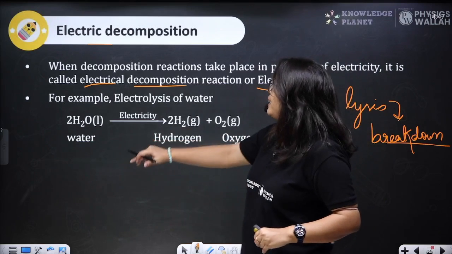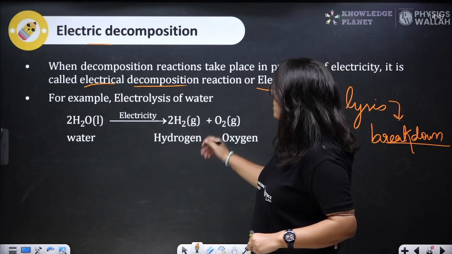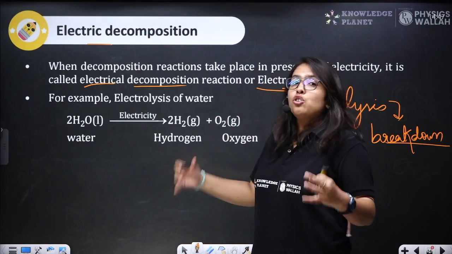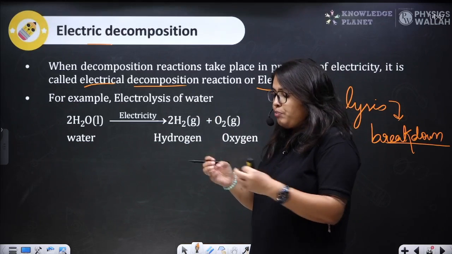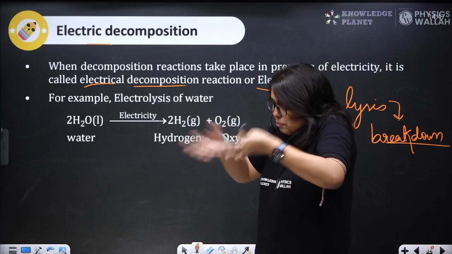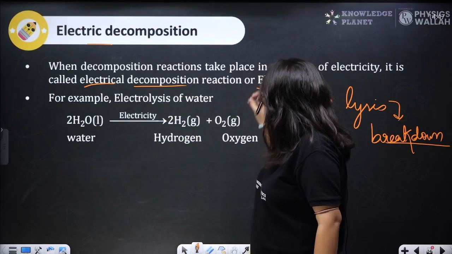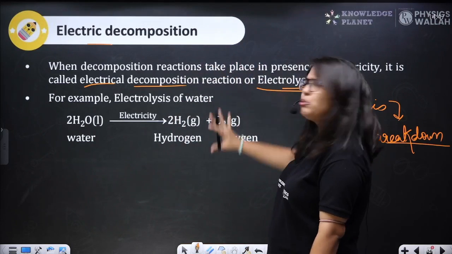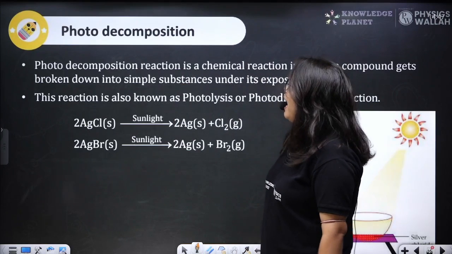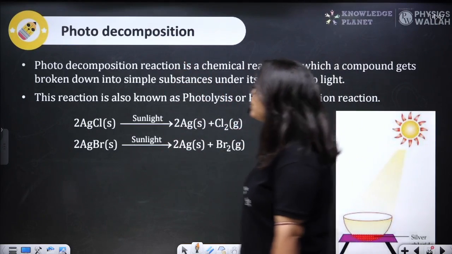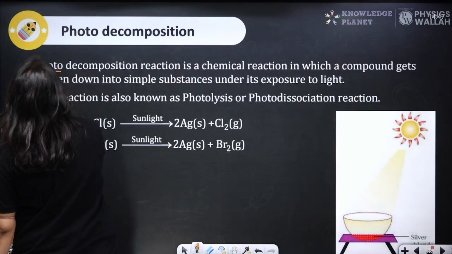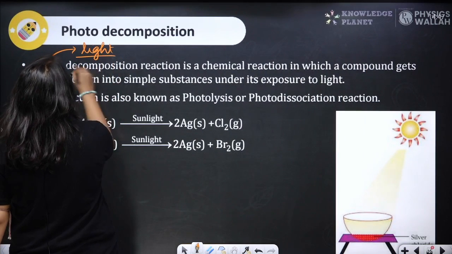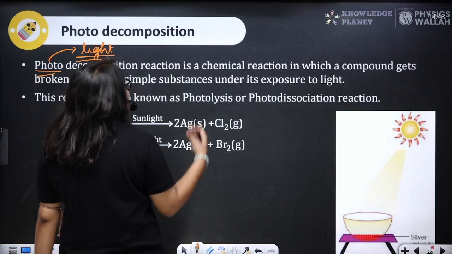So water, in the presence of electricity, when it breaks down, gives rise to hydrogen gas and oxygen gas. So water molecules, its interaction is there. When you provide electricity to it, it breaks, and what we get is hydrogen and oxygen gas. So this is electric decomposition, very simple, to the point. And finally, photo decomposition. Photo means light. And with light, what we talk about over here is sunlight.